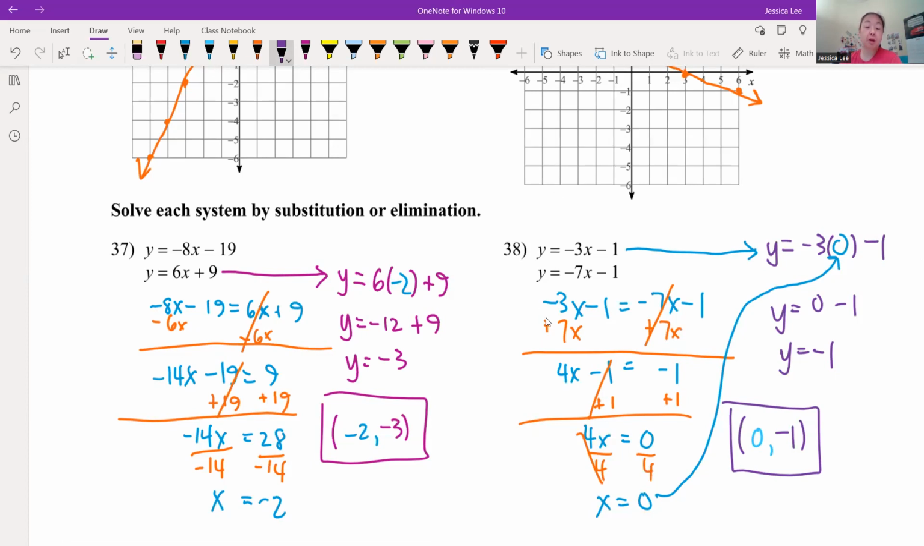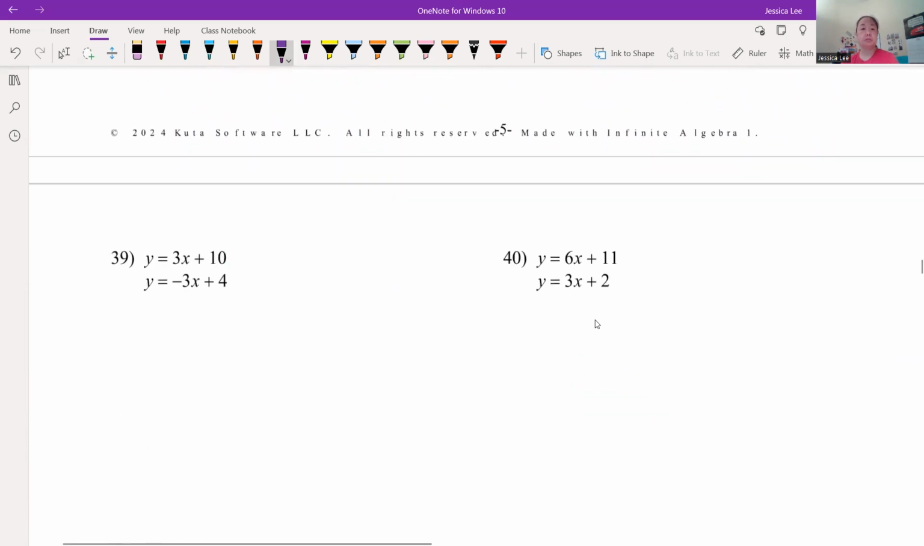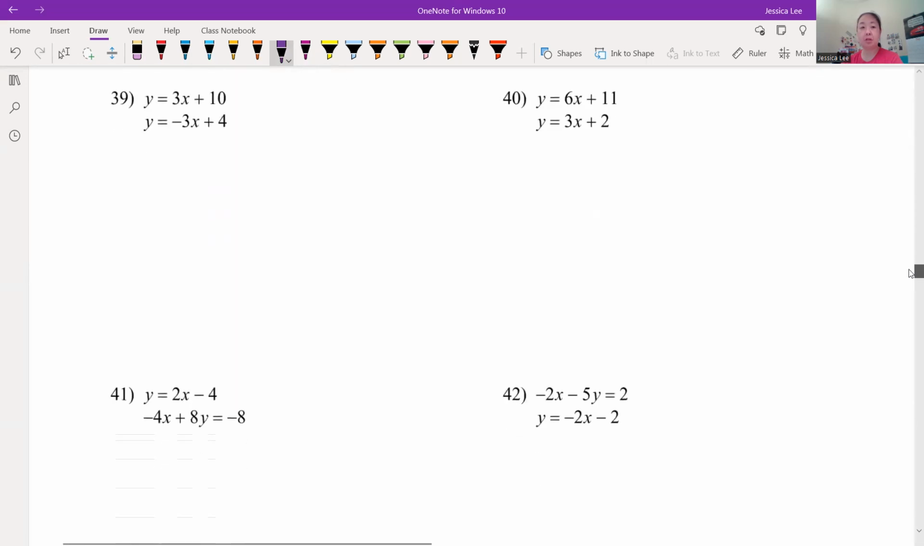And we can do that all without having to graph it. I mean, these are not too bad to graph, but if they were bigger numbers like this guy right here, like number 37, that'd have been a little bit of a pain. Here we're going to practice these again, right? Okay, if you look at number 39, you can actually solve it by elimination.